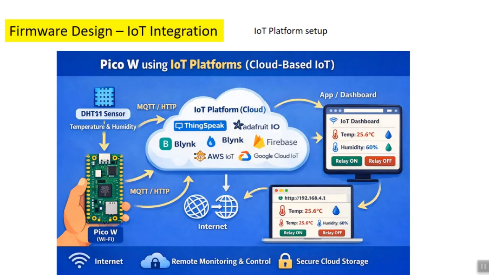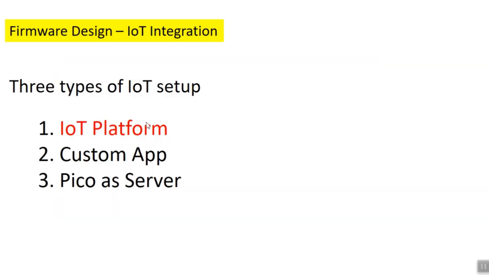So in my last video I talked about how to set up your IoT systems and identified three possible ways. One is to use an IoT platform, two is to customize your app, and three is to deploy your server on your Pico-W. So in the last video I showed you how you could make your Pico an IoT server where you connect your mobile phones or your devices to your Pico to request the temperature sensor, humidity sensor, and also the status of the relay.